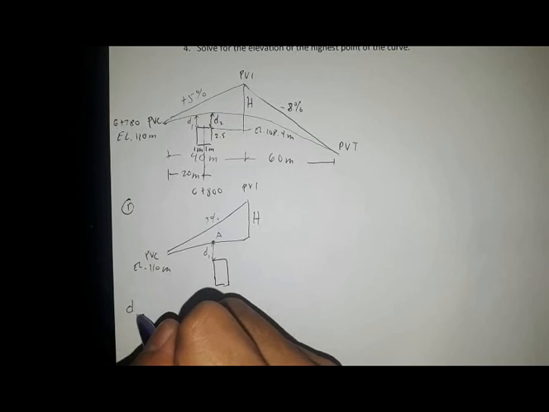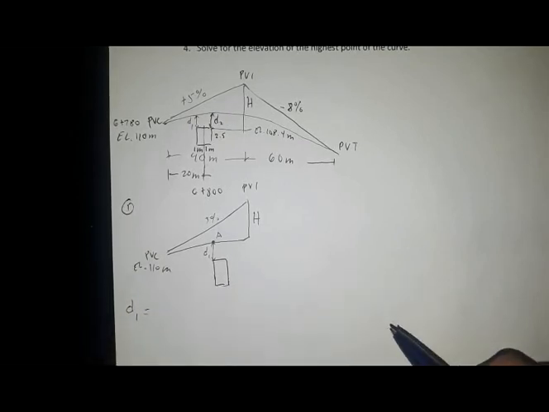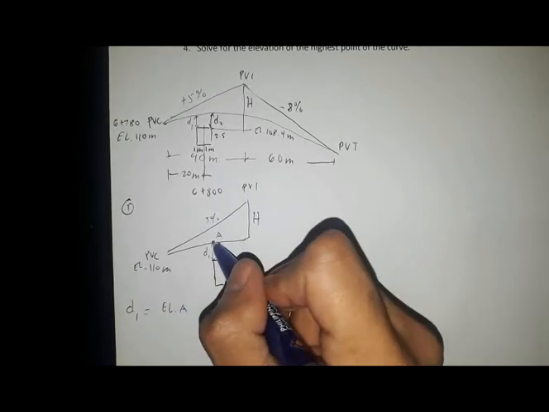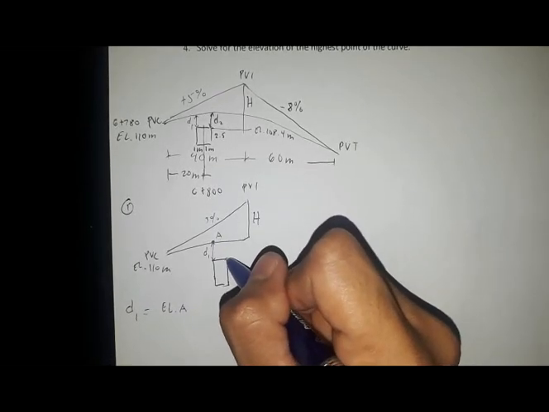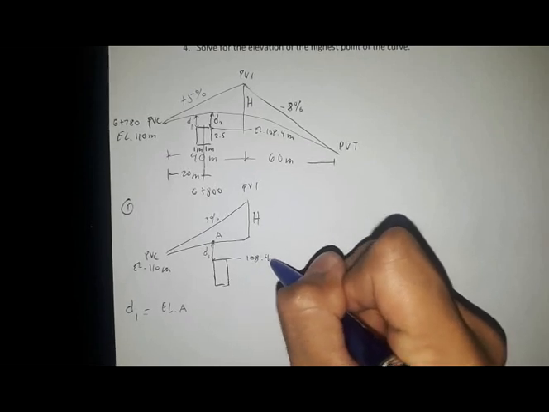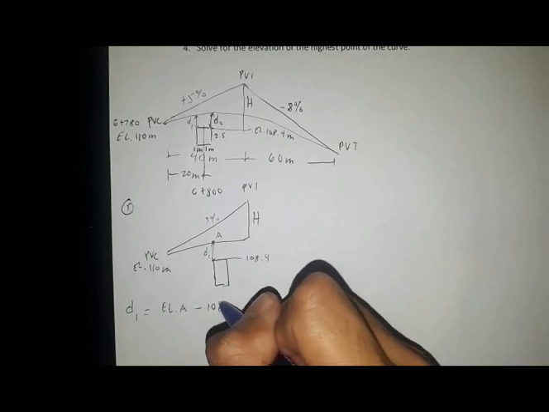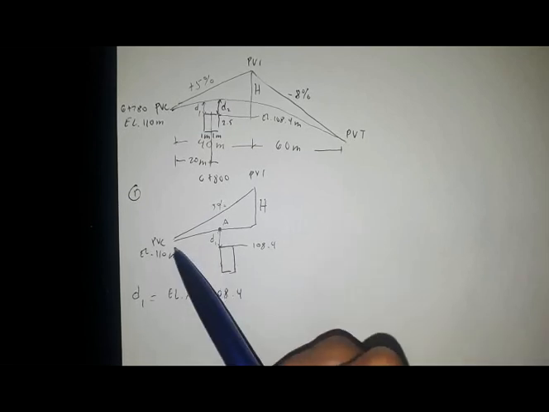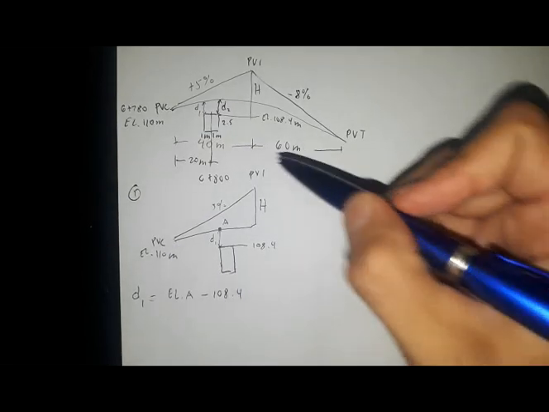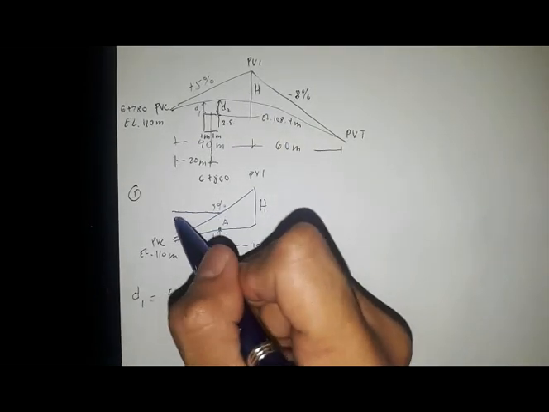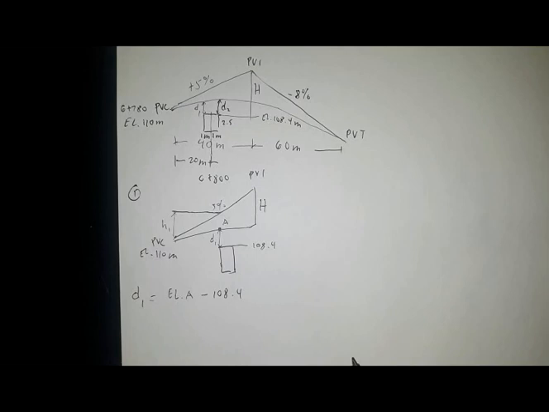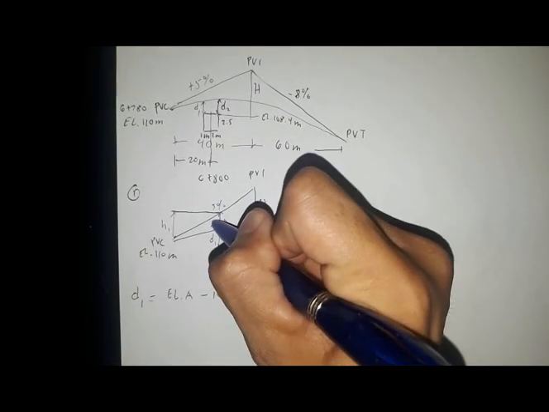We have D1 is equal to the elevation of A minus the top elevation of 108.4 meters. Now, how are we going to solve for the elevation of A? If you would take a look at the figure, we have a given elevation at PVC. We can solve this height. Let's call this H1 with H in lowercase, and let's call this height Y1.